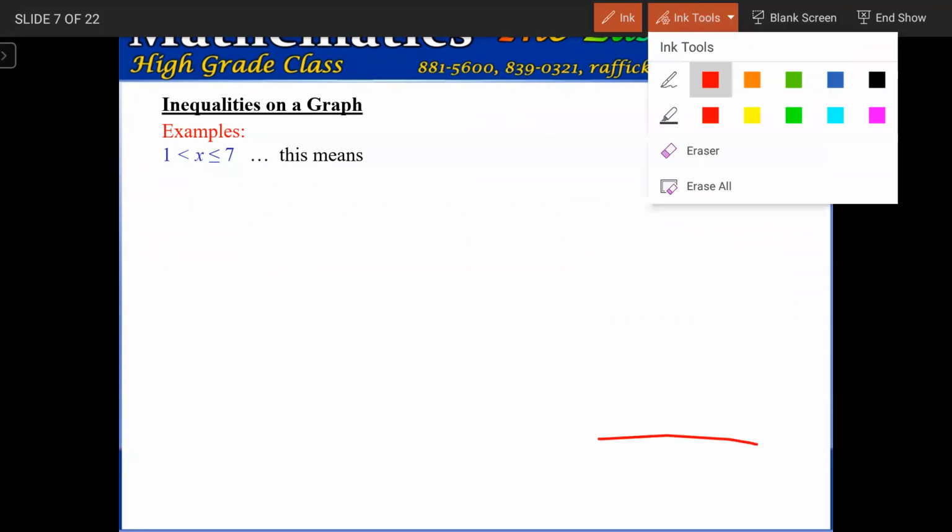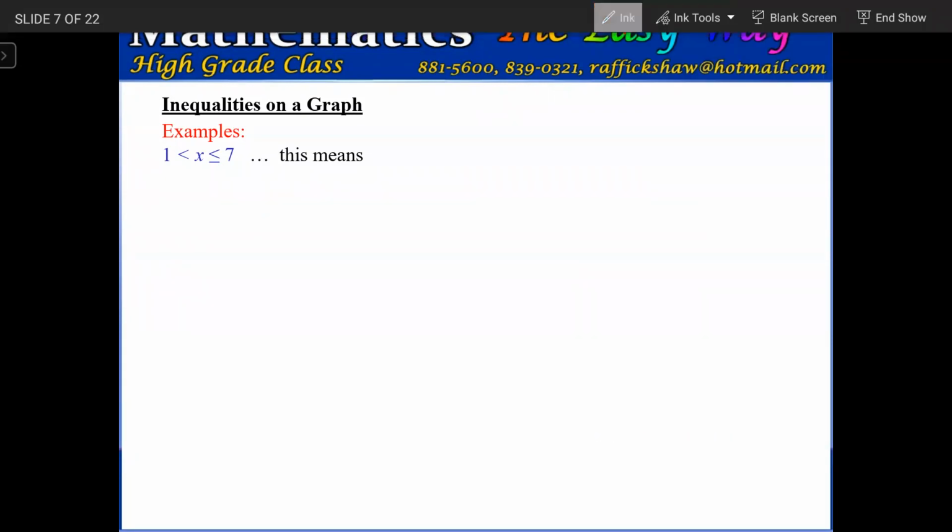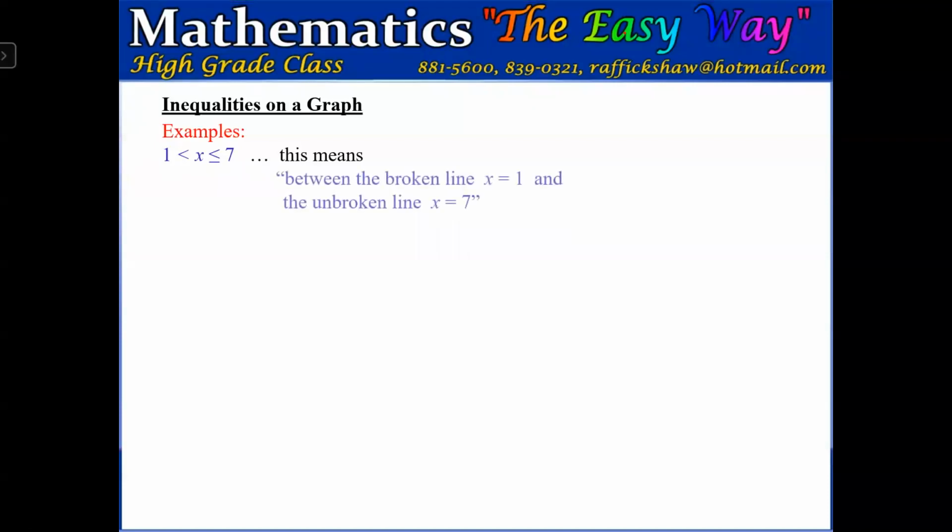Trust me, it's simple. It is very simple, not complicated at all. So basically, that one means that you want the region between the broken line x equals 1 and the unbroken line x equals 7. So you don't want x to be equal to 1.